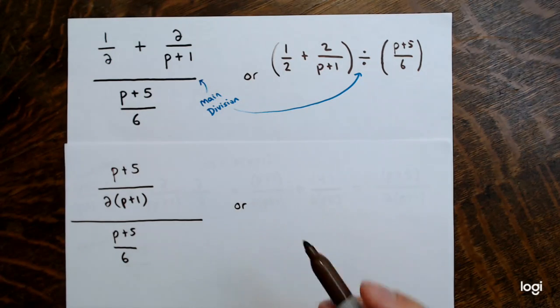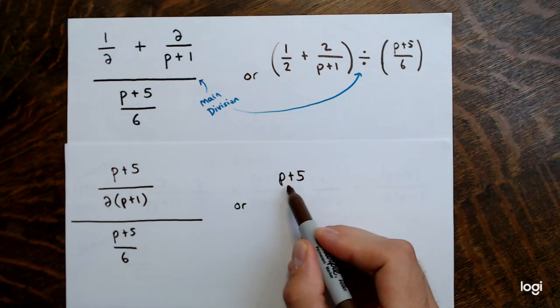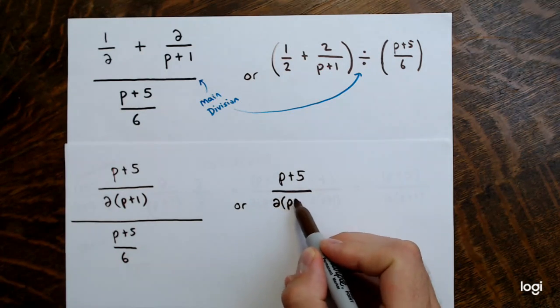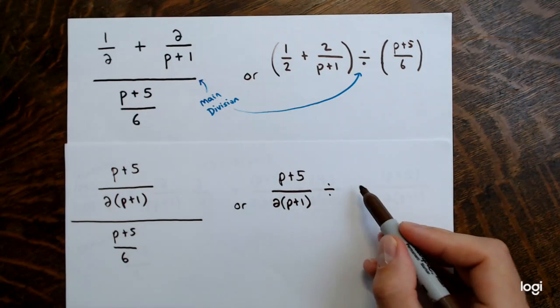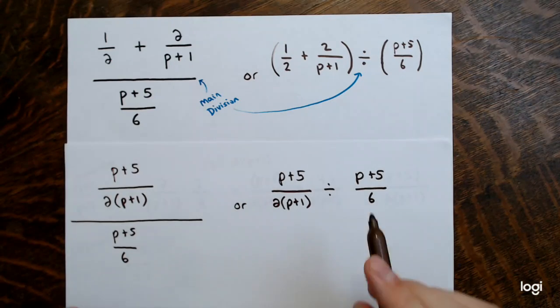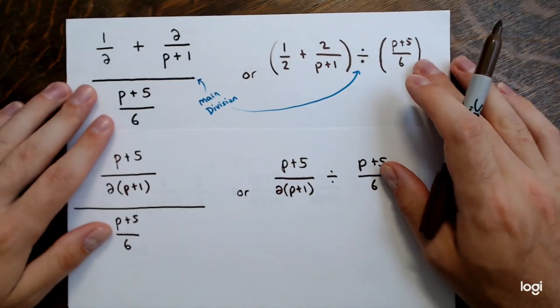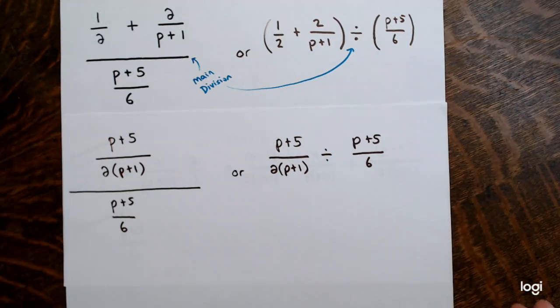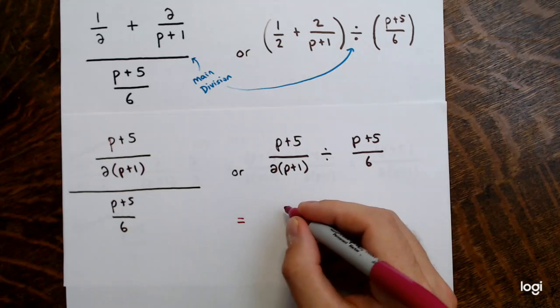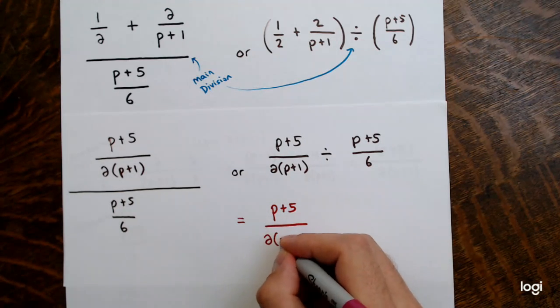Again, you could also always rewrite it this way with the division bars. You have p plus 5 divided by 2 times p plus 1, divided by p plus 5 divided by 6. Same thing. These mean the same thing. Okay. Now, since I've simplified the numerator and denominator, made them both one fraction, now comes the multiplication by the reciprocal part. This is equal to p plus 5 divided by 2 times p plus 1.